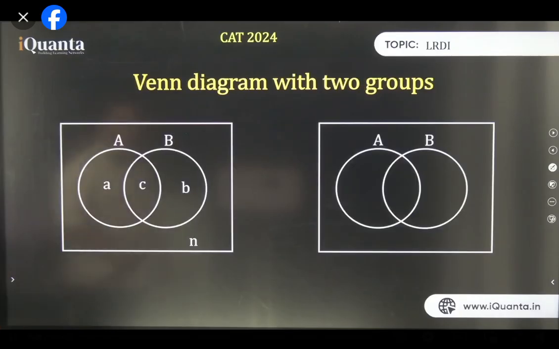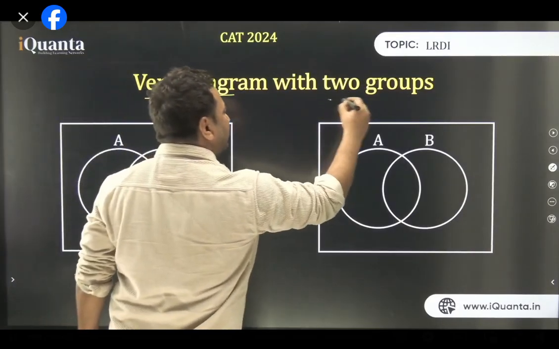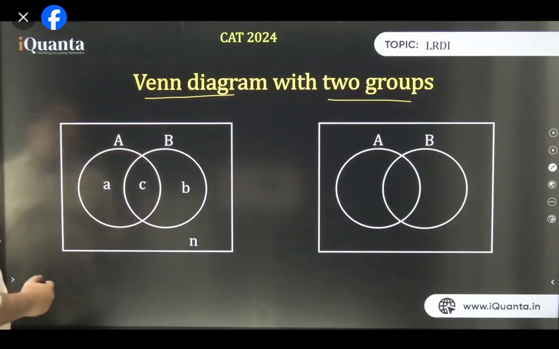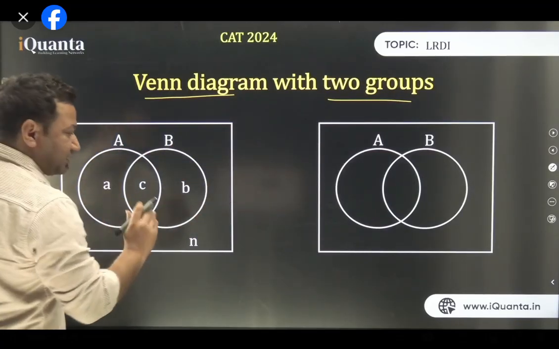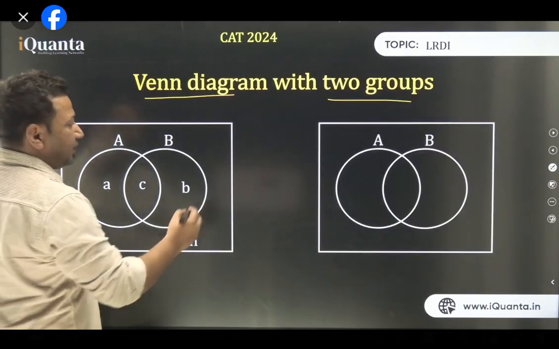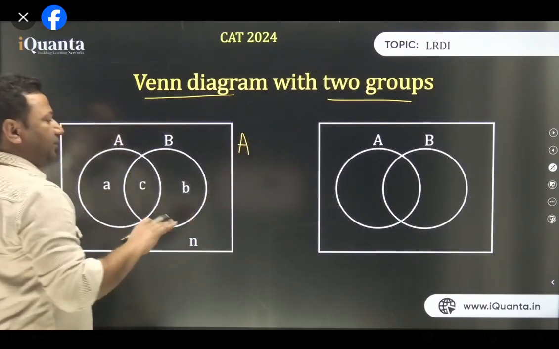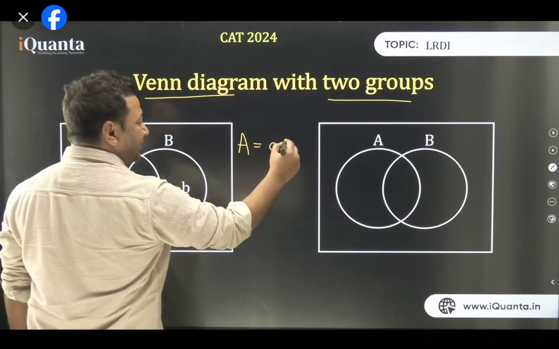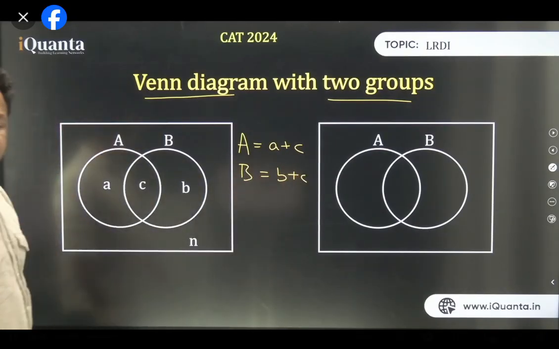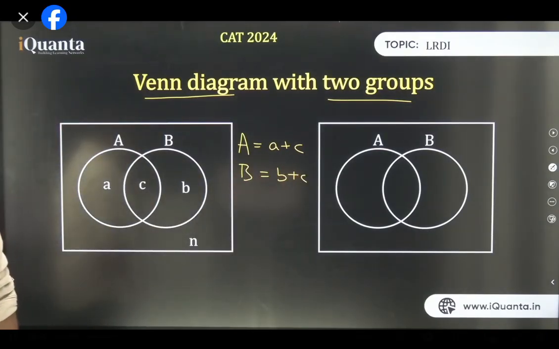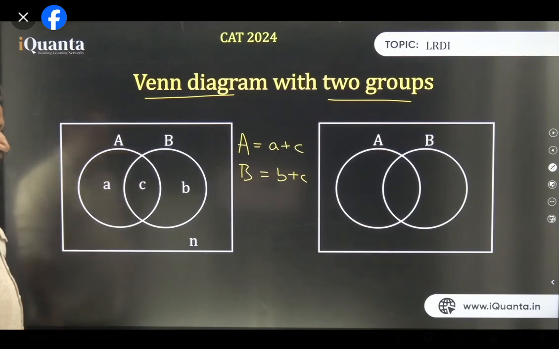All right, so let us study the first classification, where the Venn diagram is composed of two groups. Here this rectangle is the total set, and there are two sets A and B. There are certain things we need to understand. If I write who all belong to set A, the answer will be A plus C. Who all belong to set B, the answer will be B plus C. All right. That is clear.